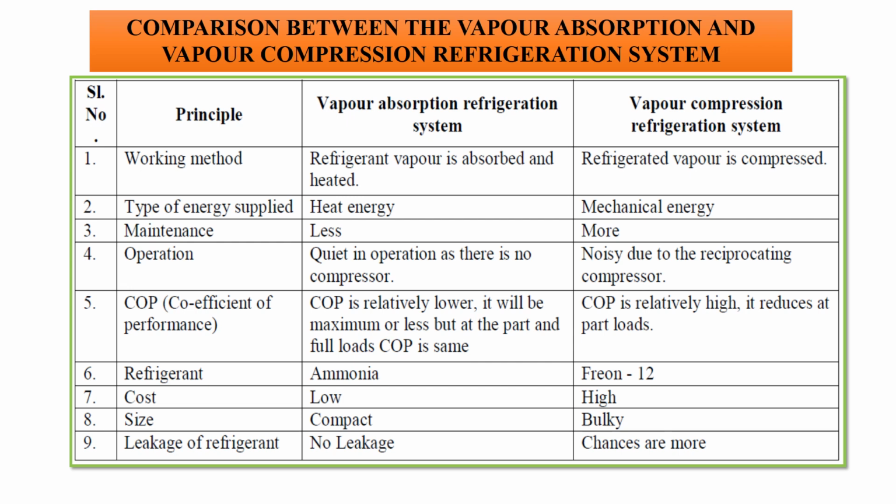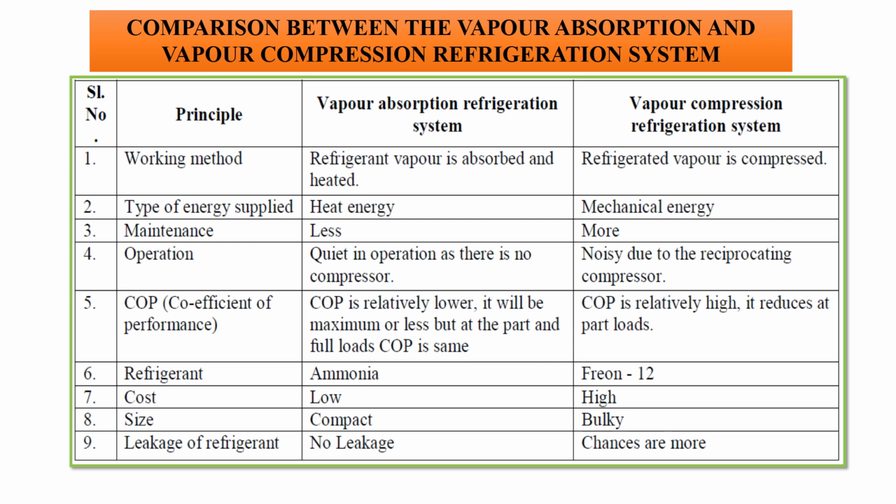So the working method is very simple. In vapor absorption, the refrigerant vapor is absorbed and then heated, but here the vapor is compressed. Here you are going to use mechanical energy and there we are going to use heat energy. The maintenance of VAR is very less and VCR is more.